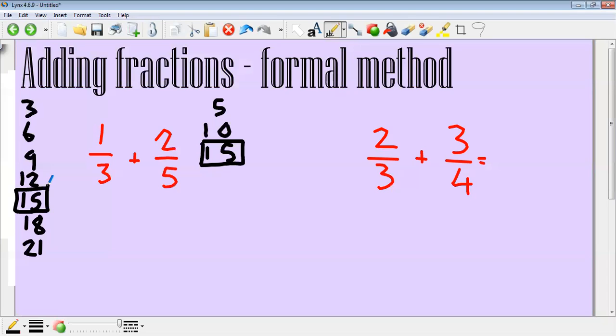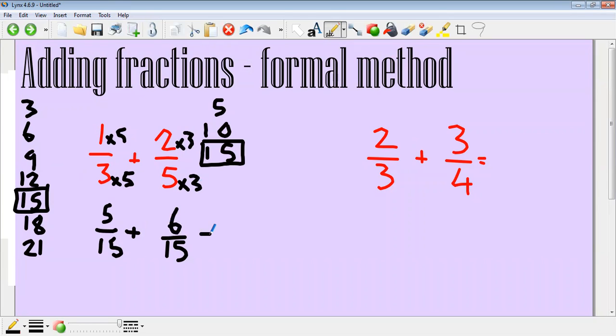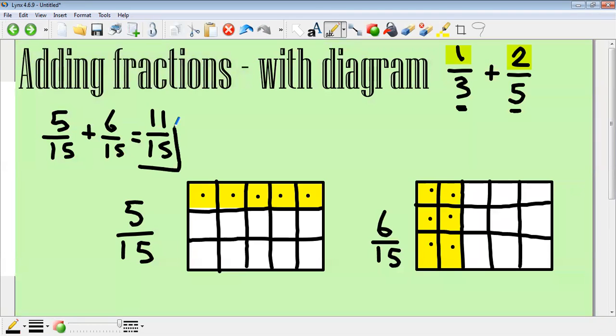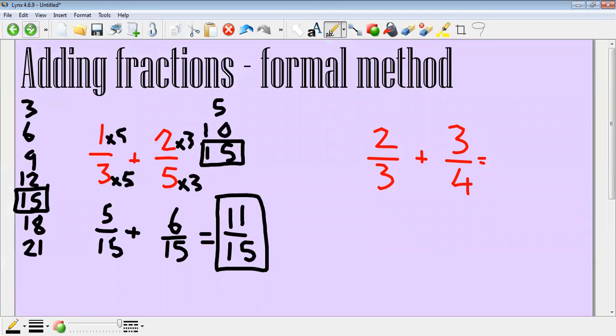Now the way you can make those is by multiplying those together. So 3 times 5 is 15, like so. Now 3 to become 15 has been times by 5, and the 5 has been times by 3. So however the denominator has been affected, we need to do that to the numerator. So 1 gets times by 5, and 2 gets times by 3 to make 6. And like on the last one, you get exactly the same answer there, 11 15ths.